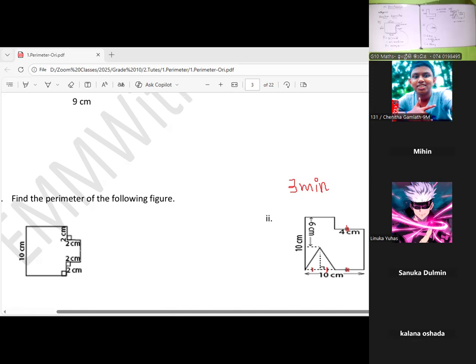Okay, I have received an answer. Nimna is saying 40 centimeters. Super. Okay, let's see. Prabhasha is saying 24. Okay, let's see how that happens. This is the second one. No need to do this one. Do the second one. I need only the answer for the second. Sanupa is also saying 40. Okay, let's see.